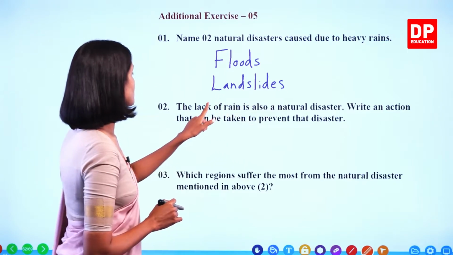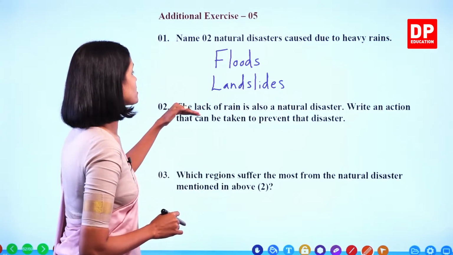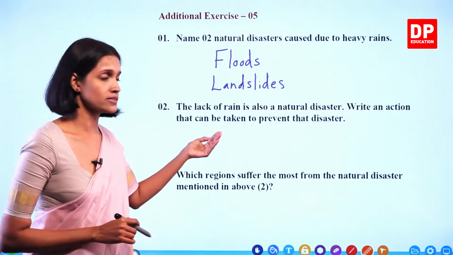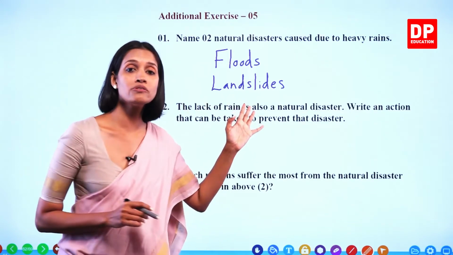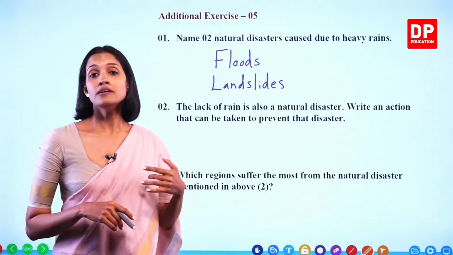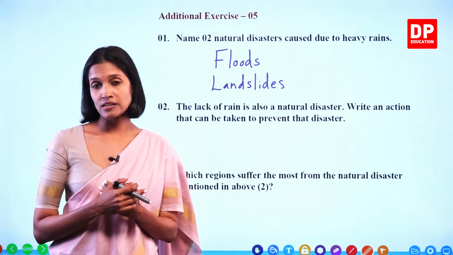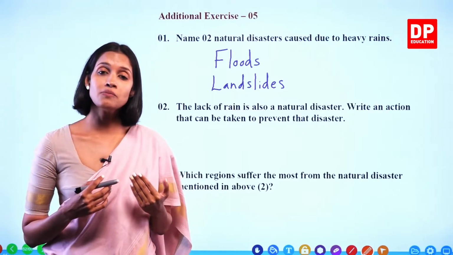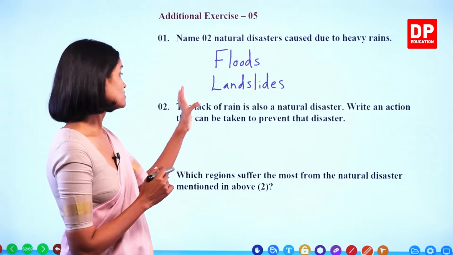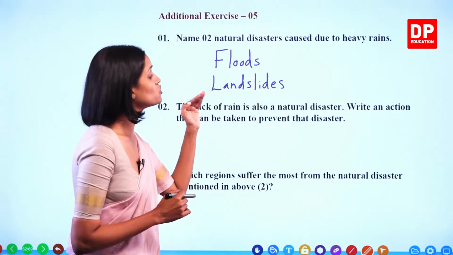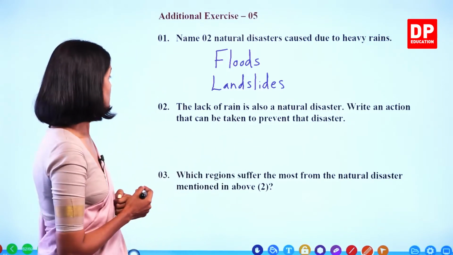Okay. The lack of rain is also a natural disaster. Write an action that can be taken to prevent that disaster. We learned that due to lack of rain, droughts occur. Do you remember? I explained y'all. Cutting down trees or deforestation disturbs the water cycle. If the water cycle gets disturbed, the occurrence of rain will minimize, right? So it will cause droughts. Therefore, we should not cut down trees. We should stop deforestation. Okay?